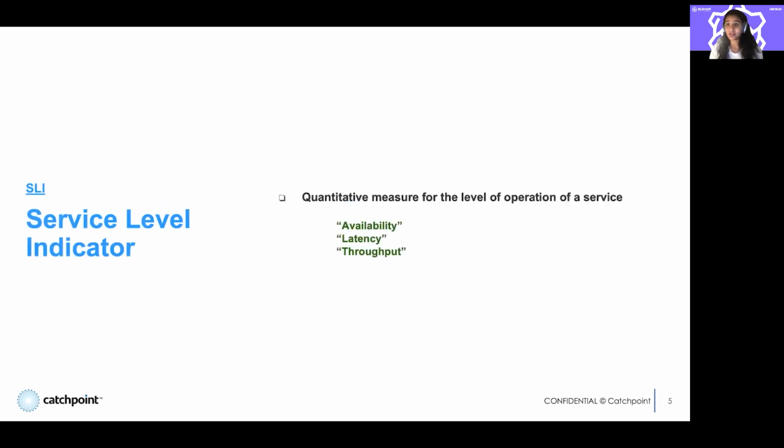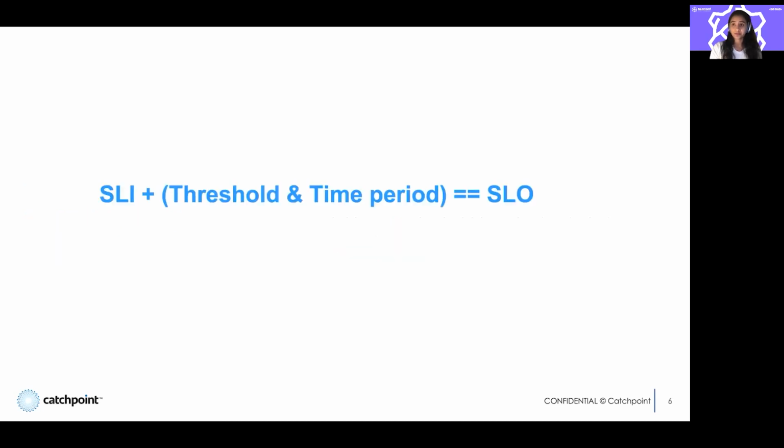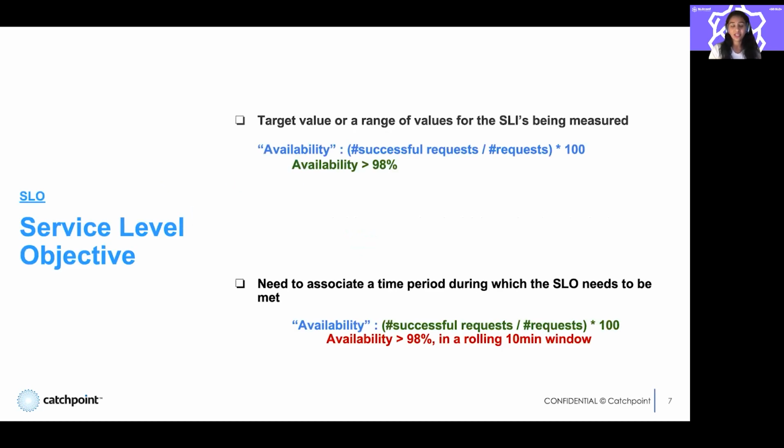The second thing is, what is a service level indicator? It's basically a quantitative measure of the level of operation of your service. Some of the common ones are availability, latency, throughput. Now, when you bound your SLI with a threshold and a time period, you get your SLOs, your service level objectives. One quick example, if you say that your availability is greater than 98% over a 10-minute rolling window, that essentially becomes your service level objective, with availability being your quantitative measure or your SLI.